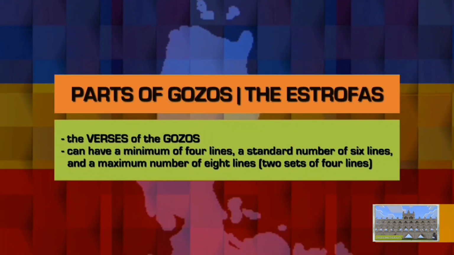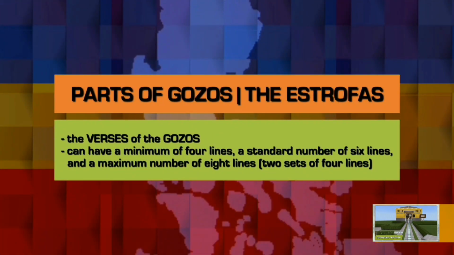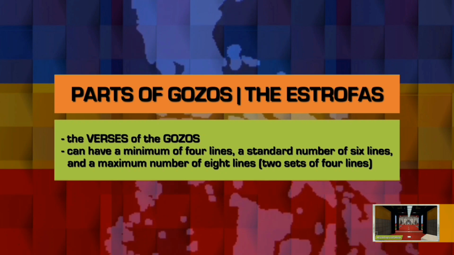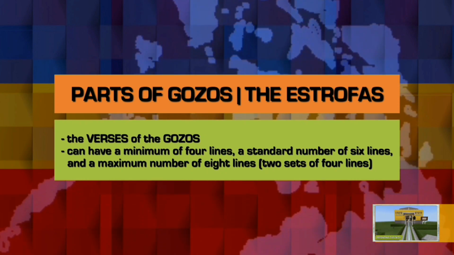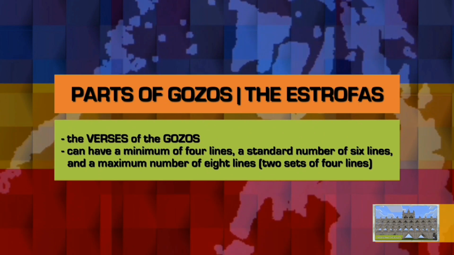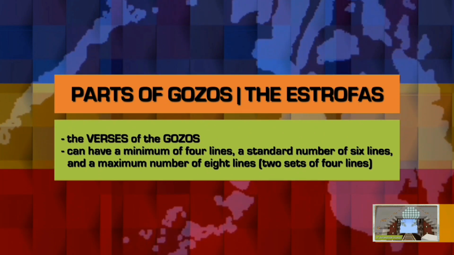The estrofas are the verses of the gozos. It can have a minimum of 4 lines, a standard number of 6 lines, and a maximum number of 8 lines, 2 sets of 4 lines.